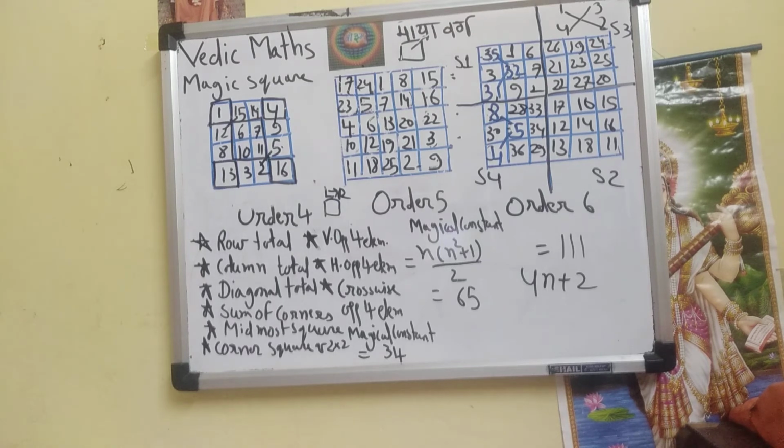Here we used Vedic math sutras: Ekadhikena Purvena, Urdhva Tiryagbhyam and Paravartya Yojayet. Ekadhikena Purvena means one more than the previous. Urdhva Tiryagbhyam means vertically and crosswise. Paravartya Yojayet means transpose and adjust. So I hope that you have enjoyed these methods of finding a magic square of any order. Thank you.